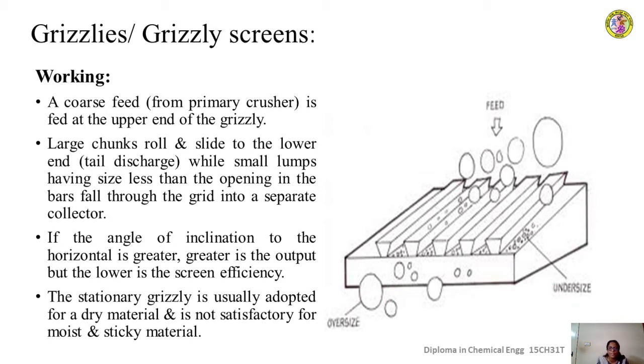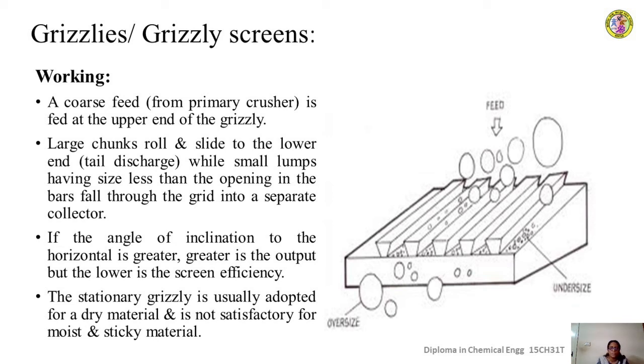That is where the material is fed to the equipment, and at the lower side you can collect the coarse particles, meaning the particles which slide over the bars without getting screened in the operation. As we already learned, these are used for separating big lump-sized particles from very fine particles, that is, to make the feed or the material free from small-sized particles. Large chunks of solids roll and slide over the bars to the lower end.